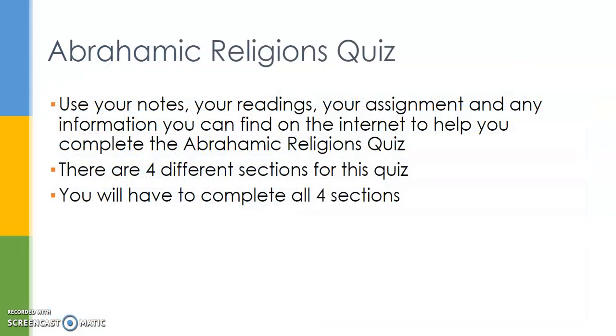In addition to the assignment, you're going to have an Abrahamic religions quiz. I'm going to let you use your notes, your readings, your assignment, and any information you can find on the internet to help you complete the quiz. Now, on this quiz, there are 4 different sections. I just had to do it that way because on Google Classroom, this is the only way I could do it. So really, there are 20 questions: four sections of 5 questions each. It's matching. You will have to complete all 4 sections, and let me show you what that's going to look like.